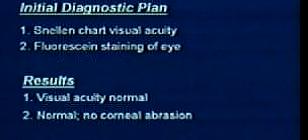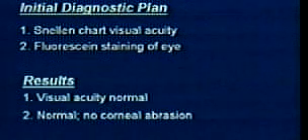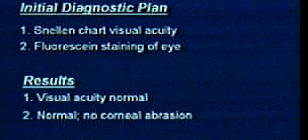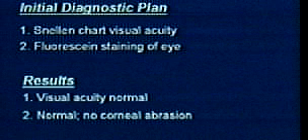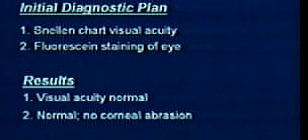Well, the first thing that we need to do is the Snellen and Sharp visual acuity. The other thing that we need to be thinking about is a fluorescein eye stain. Why are those your two most important steps? Well, you need to make sure that the patient can see and that they have a good visual acuity. The other thing is as far as the fluorescein staining of the eye, we want to make sure that there's no foreign body, no corneal abrasion.